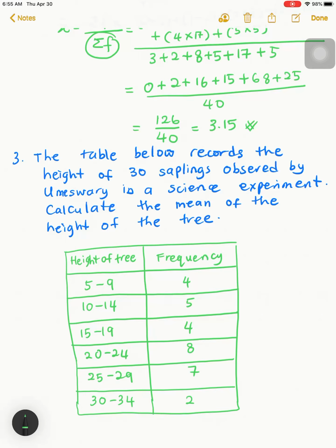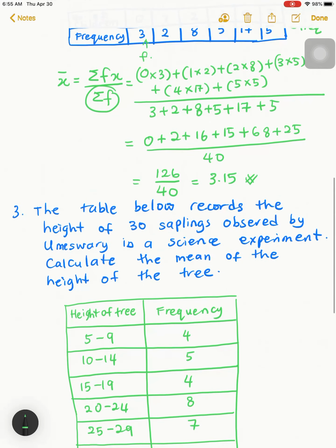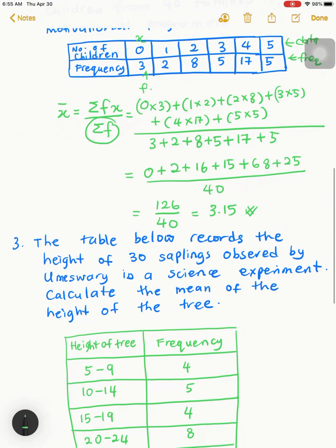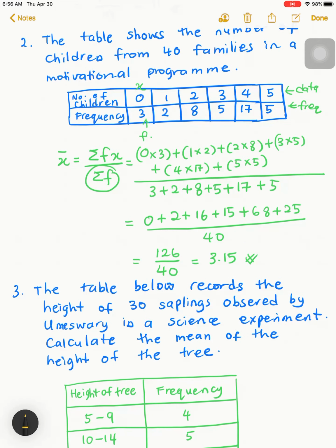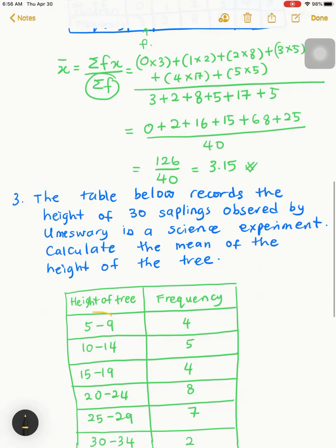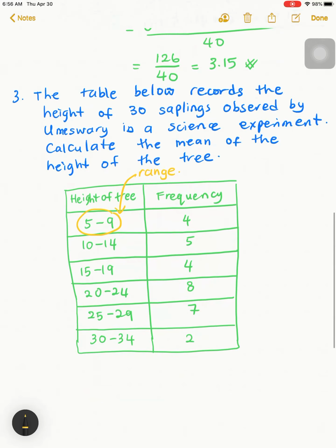For question number 3, the table below records the height of 30 saplings observed by Umeswari in a science experiment. Calculate the mean of the height of the tree. Now you see there's a difference between question number 2 and question number 1. For question number 2, you don't have the limit, you don't have the range. There is no range for the data. But for question number 3, you have the range. This is what we call the range.